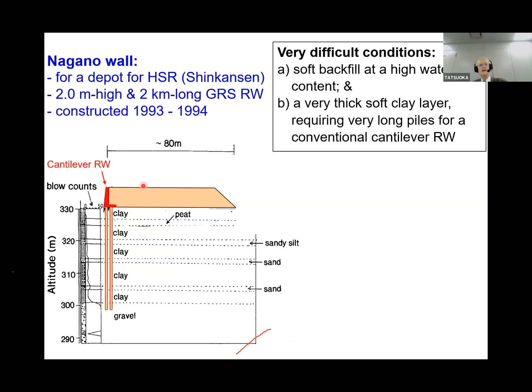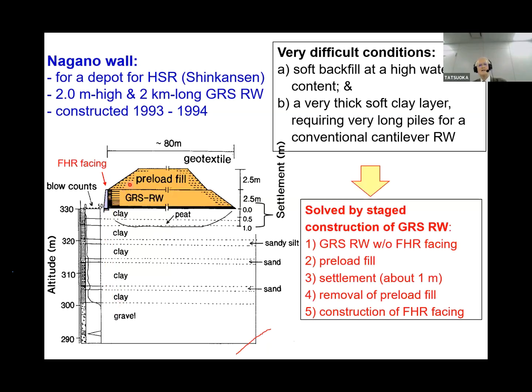One typical case here, very difficult construction conditions because of a soft soil layer 30 meter thick in the base, and soft backfill was used as a backfill. If we use a conventional retaining wall, we need long piles. Actual structure like this.